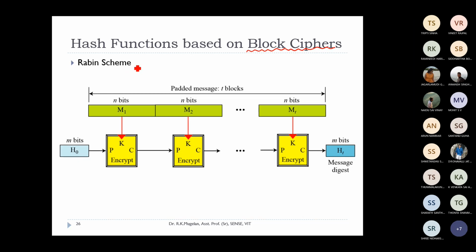One is called Rabin scheme, the first one. So they'll be having the parent message. Whenever I say parent message, it means after adding the padding bits. Okay. And they are dividing them into t number of blocks, made up of n number of bits, and similarly I'll be having an m bit seed value. And here the seed value will be given as a plain text, and here I can use any symmetric block cipher.